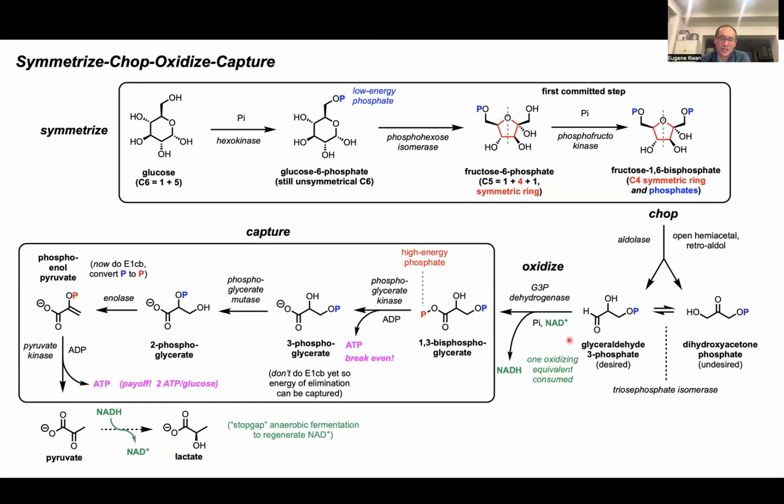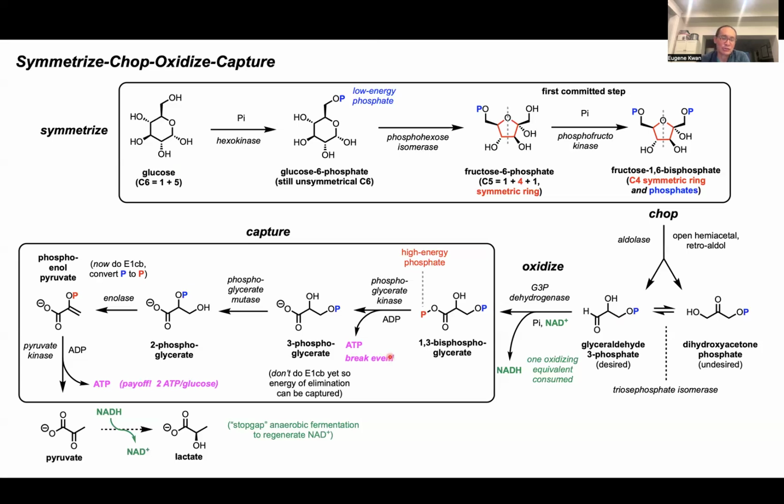All right, so now we're going to oxidize, giving us some energy, right? We're going to oxidize this aldehyde to an acid, and in the same dehydrogenase enzyme, we're going to phosphorylate that acid to generate this mixed anhydride. That's a high energy phosphate that can then be used to phosphorylate ADP. And so now we've broken even, right? So for one half, we put one phosphate on, now we got one out.